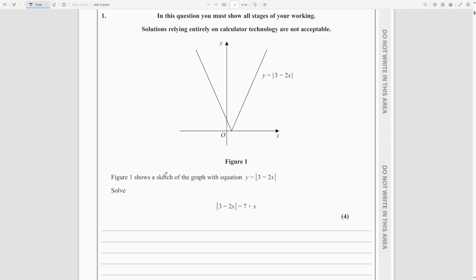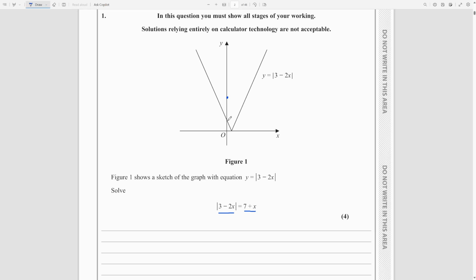Okay, so we've got a sketch of mod 3 minus 2x, and we need to solve mod 3 minus 2x equals 7 plus x. Well, it's very helpful they've drawn this for us. We can use that. So that bit is already on the graph. I'm going to add a graph of y equals 7 plus x. So 7 plus x has a y-intercept of 7.